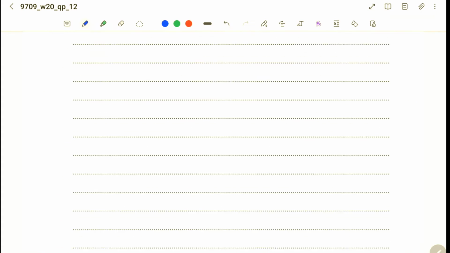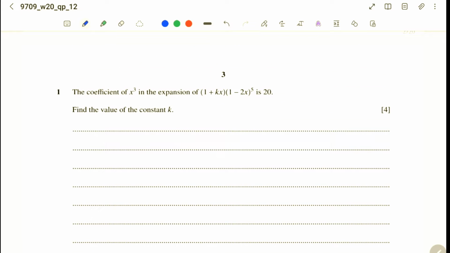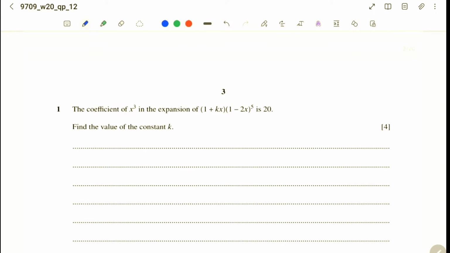The first question is, the coefficient of x cube in the expansion of (1 + kx)(1 − 2x)^5 is 20. Find the value of the constant k. Let's expand this. We get 1 multiplied by (1 − 2x)^5, which is (1 − 2x)^5, plus kx multiplied by (1 − 2x)^5.